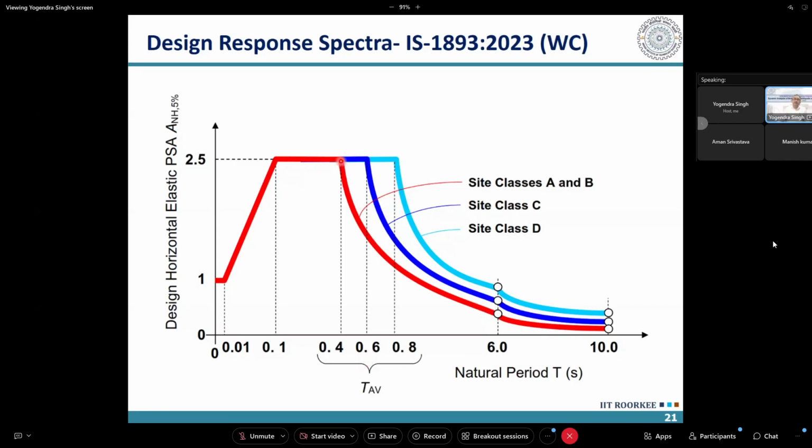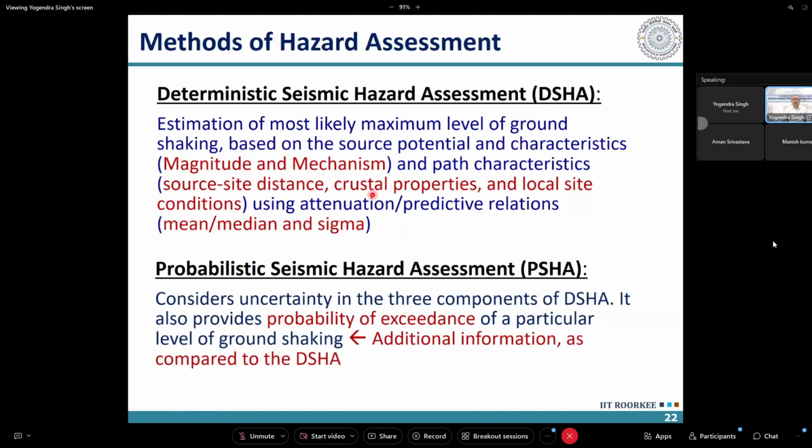And the periods beyond which the velocity control range starts, you can see that these periods have also been slightly modified. It is now 0.4 second, 0.6 second, and 0.8 second. Okay, the shapes have been slightly changed in the revised code. More than the shapes, the zone factors have been changed. I will talk about that in more detail.